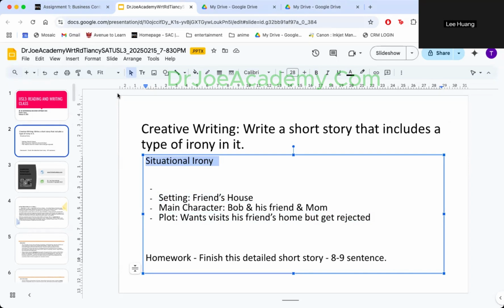It means that you don't expect the situation to happen, like the firefighter's house is on fire or something. Yeah, so basically it's the opposite of what's supposed to happen or what you expect.